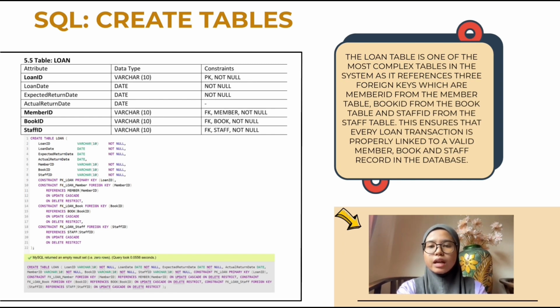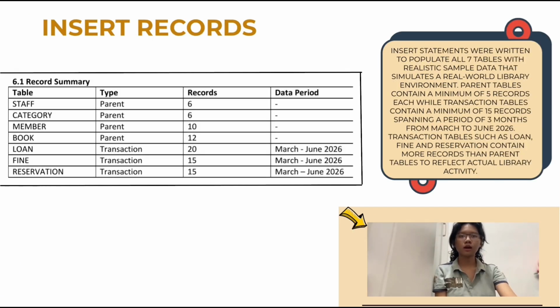All 3 foreign keys are set with on-update cascade and on-delete restrict rules. On-update cascade means that if a referenced ID is updated, the change will automatically reflect in the loan table. On-delete restrict means that a parent record cannot be deleted if it still has a related loan record, which protects the integrity of our data.